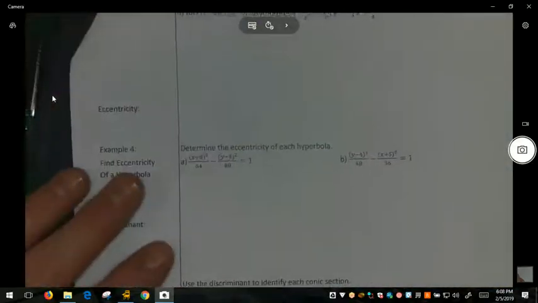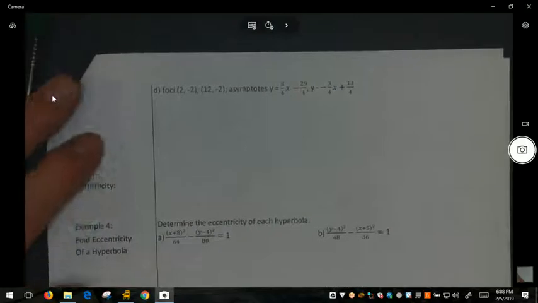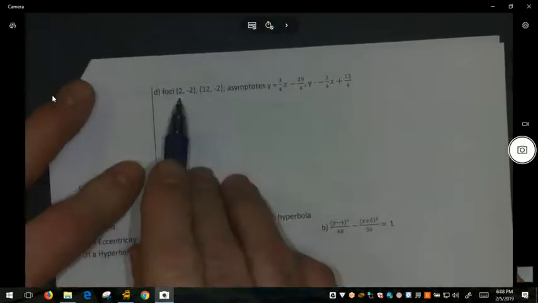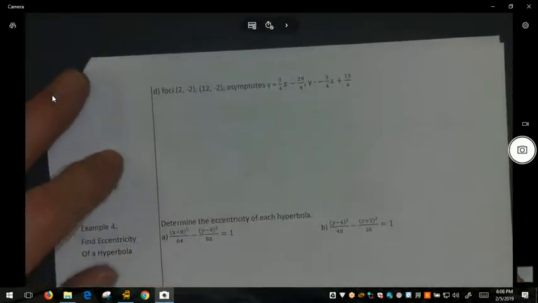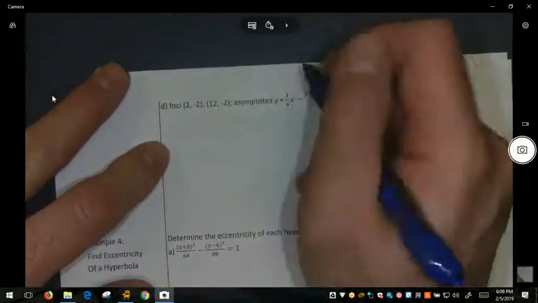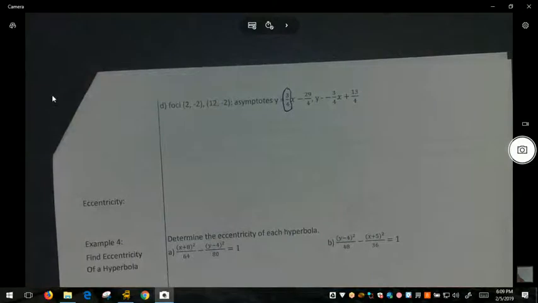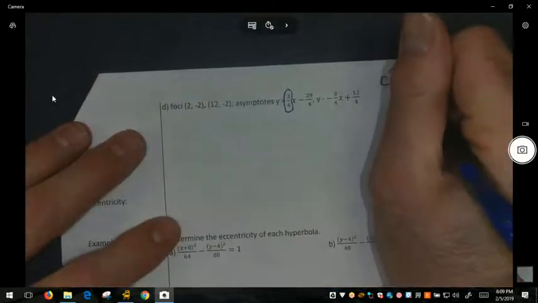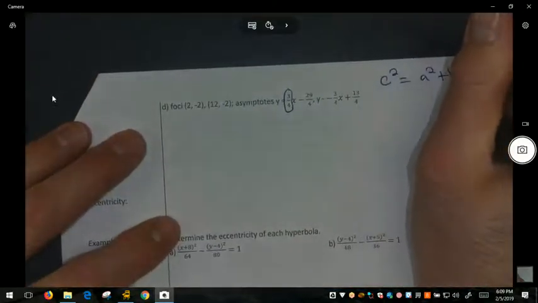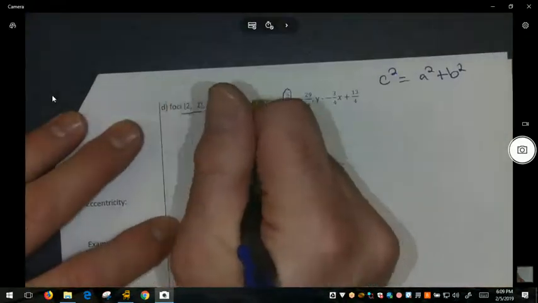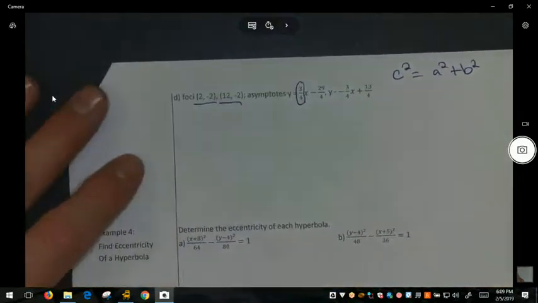One last example. This time I give you neither the vertices nor the covertices, but I do give you the foci and the asymptotes. Assuming that this fraction hasn't been reduced, we'll easily be able to get our values of a and b, and we can figure out how that fits into c squared equals a squared plus b squared. So the foci, because I have two of them, can help me find the center.